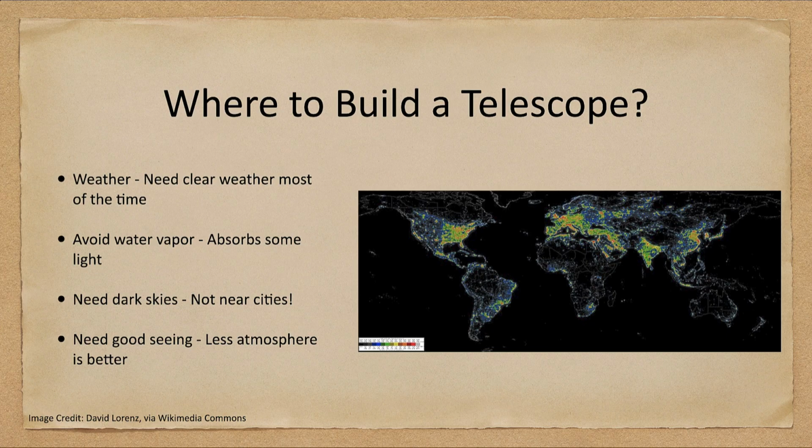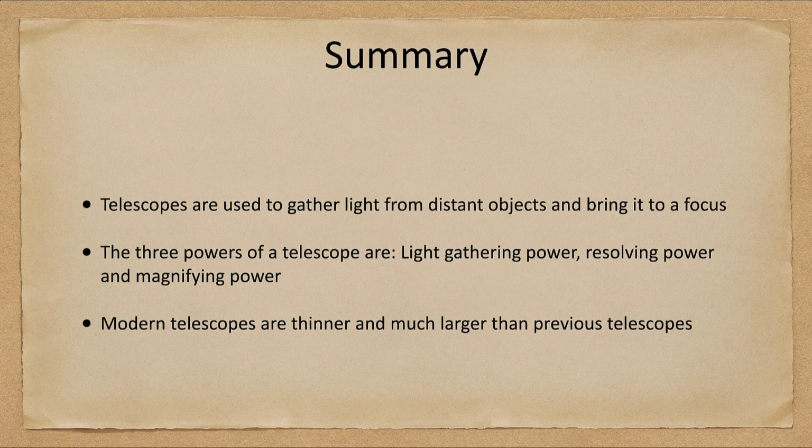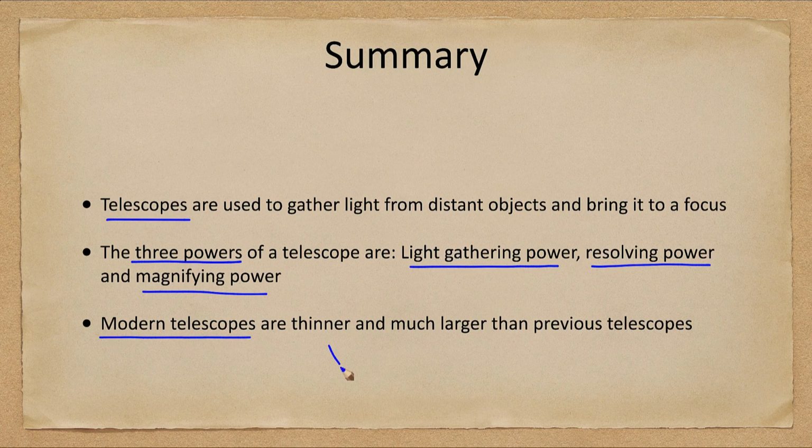So let's go ahead and finish up as we do with our summary. And what we've looked at today is, what is a telescope? Well, it's used to gather light from distant objects and bring that light to a focus. We looked at the three powers of a telescope: light gathering power, resolving power, and magnifying power. And we looked at modern telescopes and how they are much thinner and larger than the previous telescopes of even just a few decades ago. So that concludes this lecture on optical telescopes.